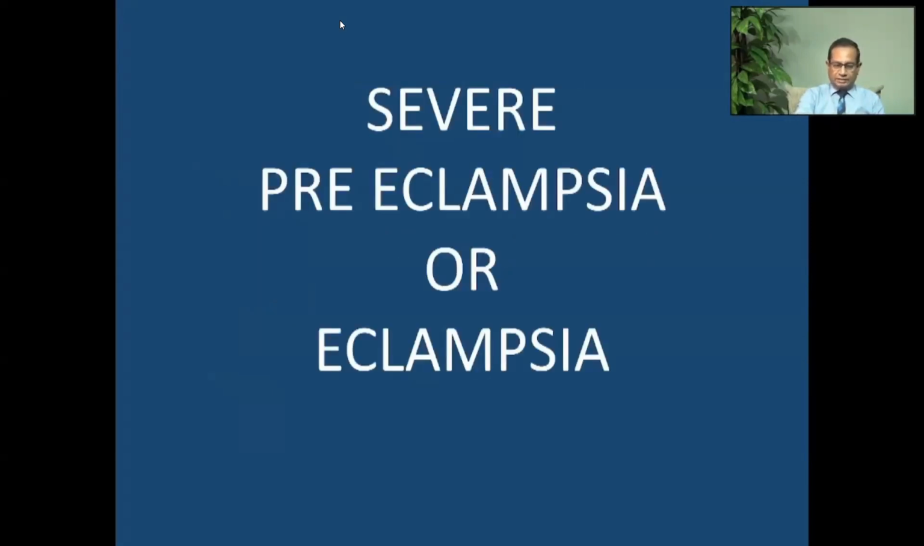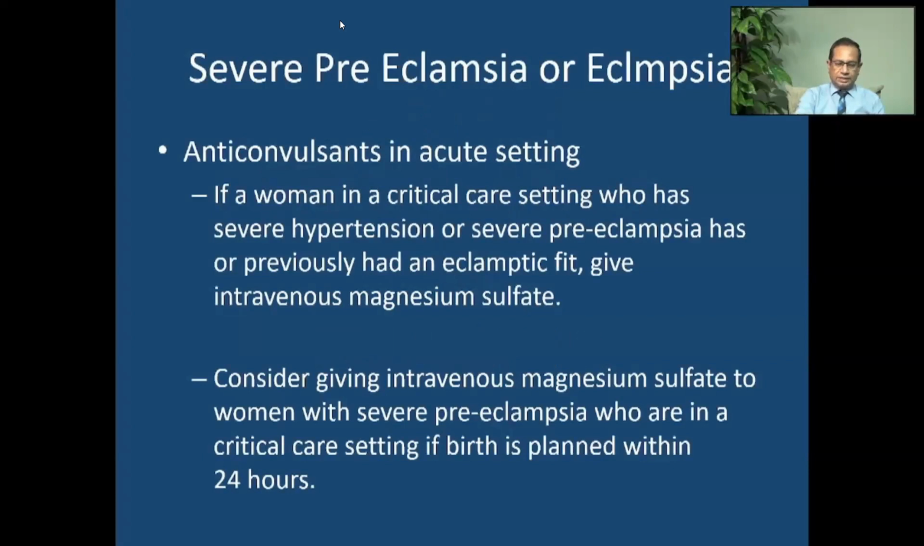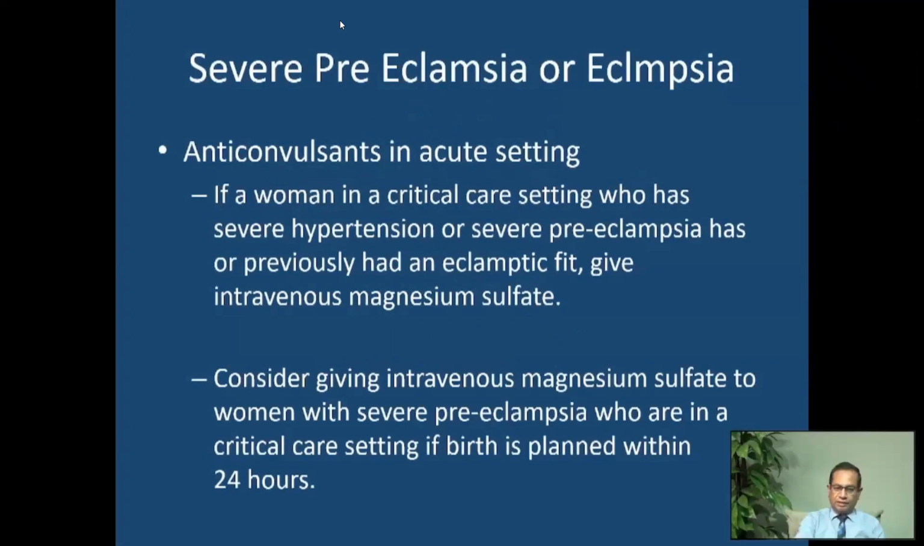The last part of this classification is severe preeclampsia or eclampsia. So someone having severe preeclampsia or eclampsia, that is a patient having severe preeclampsia with fitting, the patient is developing seizures now. If a woman in a critical care setting who has severe hypertension or severe preeclampsia has or previously had an eclamptic fit, give intravenous magnesium sulfate. So that's the indication to start intravenous magnesium sulfate.